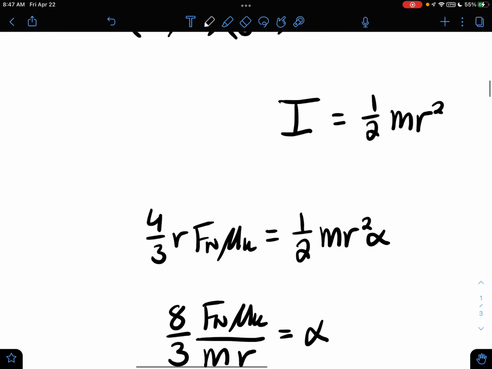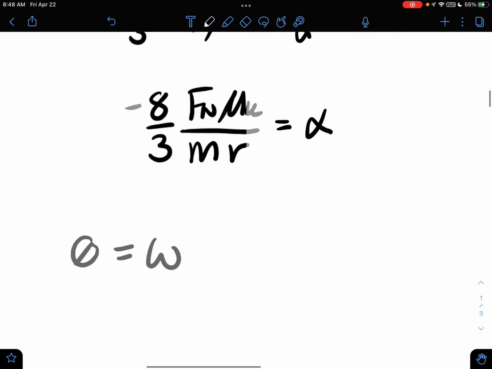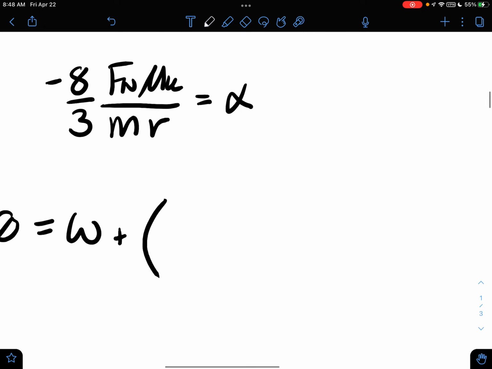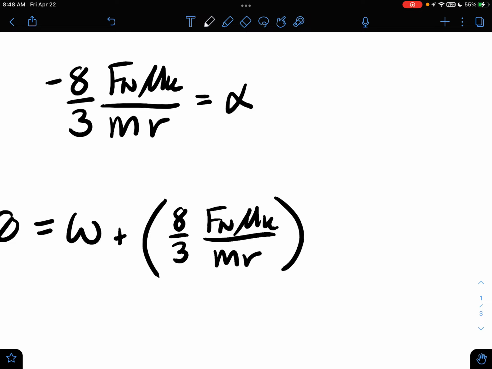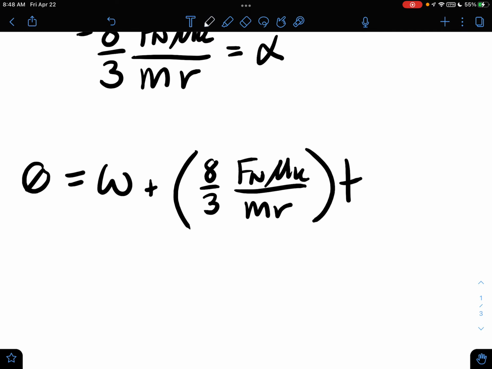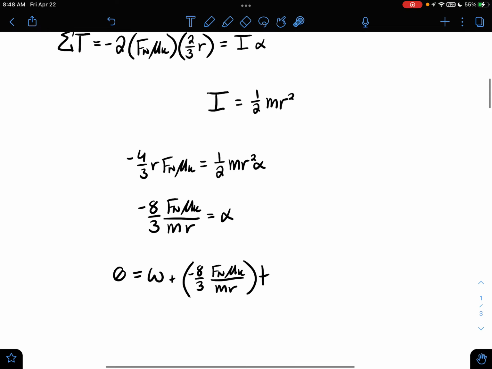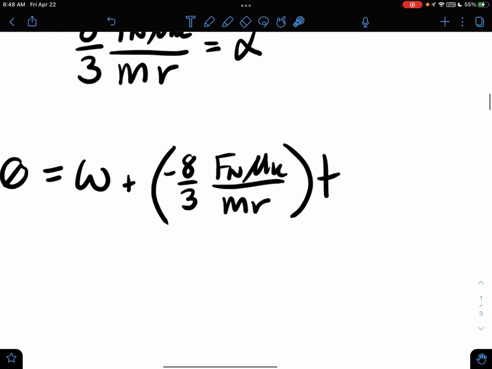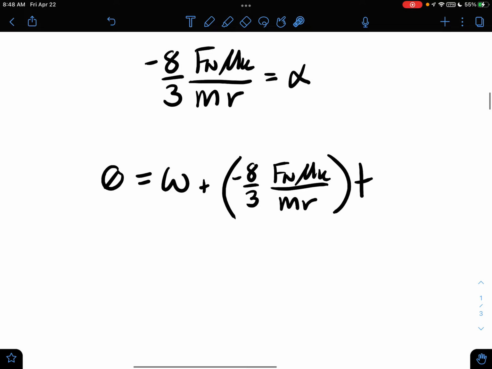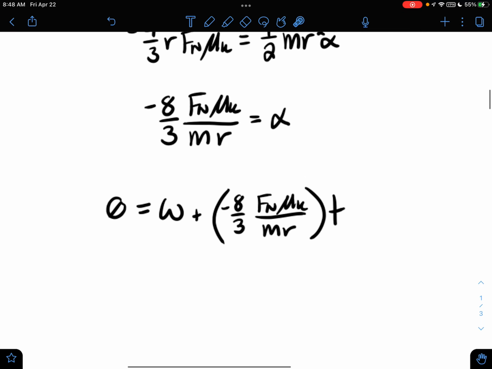Right? And since this is a negative torque here, this is a negative alpha here. So it's going to be plus our negative alpha, which is 8/3 fn mu k over mr times t. Right? Oh, I didn't write the negative. I said negative, but I didn't mean it. Negative torque gives us a negative alpha, and our omega's here. And we said that our starting omega was positive, but it doesn't really matter right now.